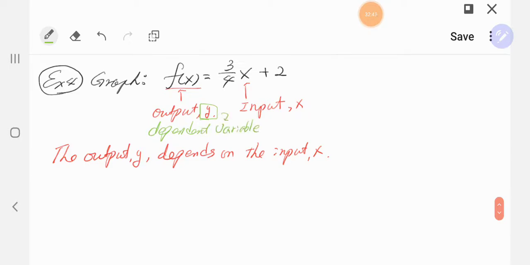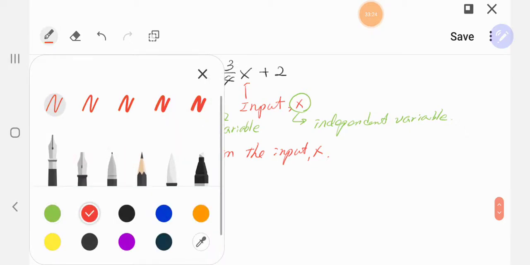Okay, because y is output, so y depends on x. So y is called dependent variable, and the input, the opposite of dependent is what? Independent, right? So this is an independent variable. Make sense? So don't get confused. We have an input and output, and the input x is independent variable, and y is the output. So output depends on the input, so y is the dependent variable.